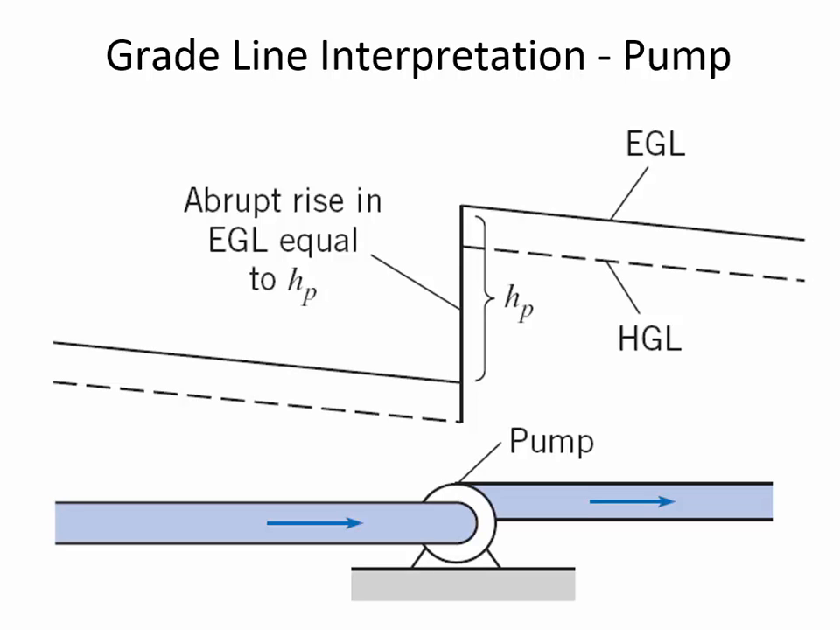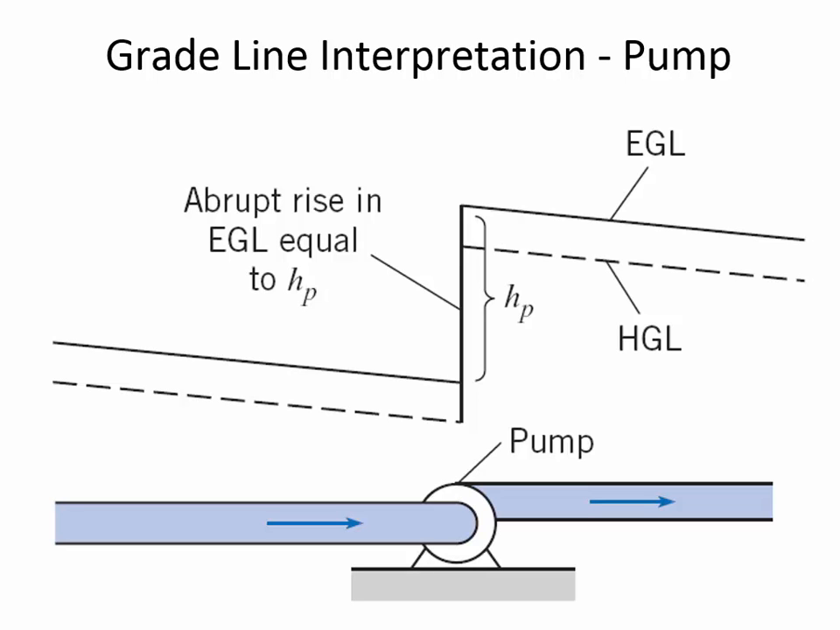And that's what's being expressed in this drawing on the screen: you'll notice that there's an abrupt rise in both the EGL and the HGL, but the distance between the two is the same. How far apart they are is an indication of the velocity head. And so if the velocity out was bigger than the velocity in, then those two lines would have a different distance apart, and they don't. You'll also notice that they have the same slope, which means the energy is being lost at the same rate. And fast-moving water loses energy at a higher rate.